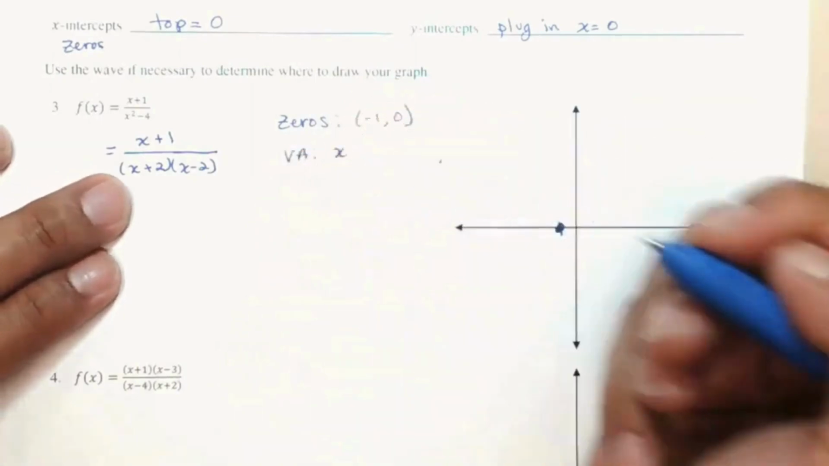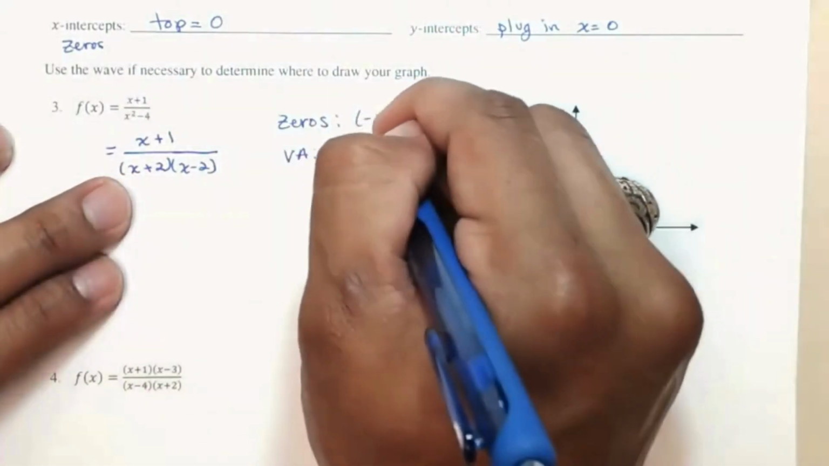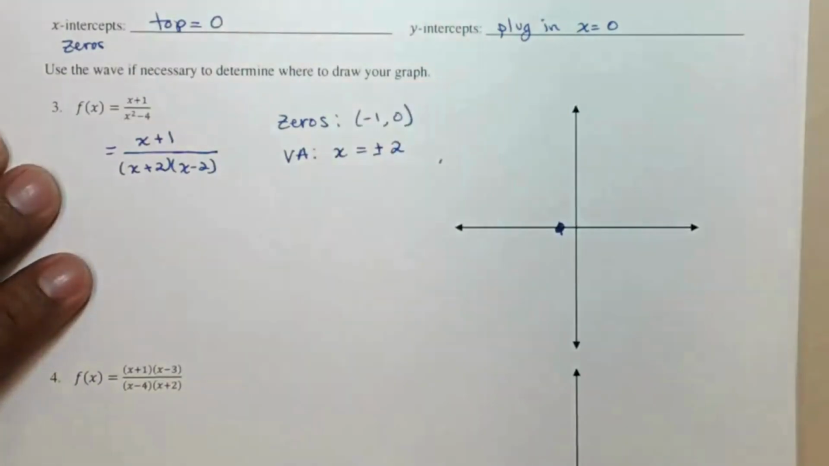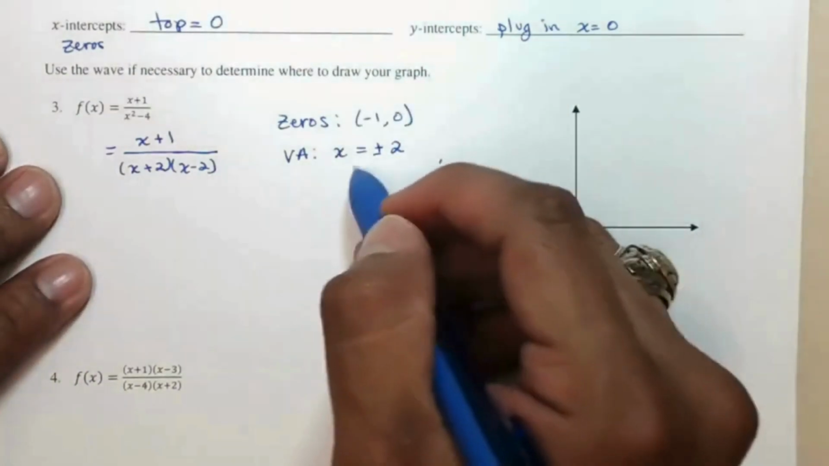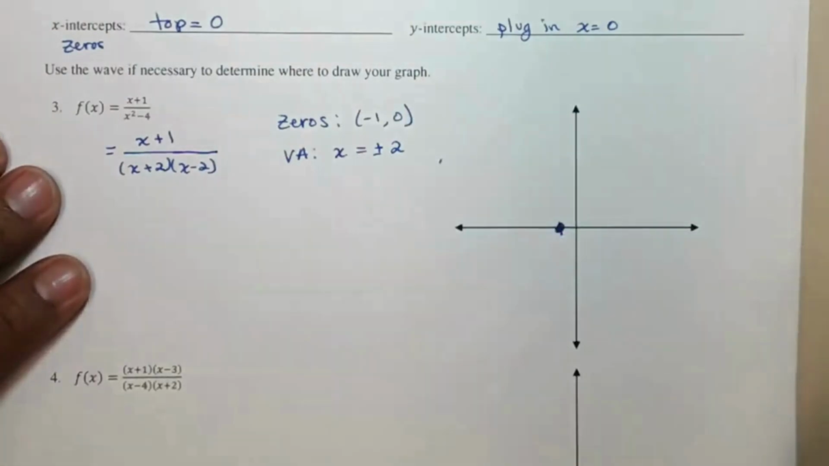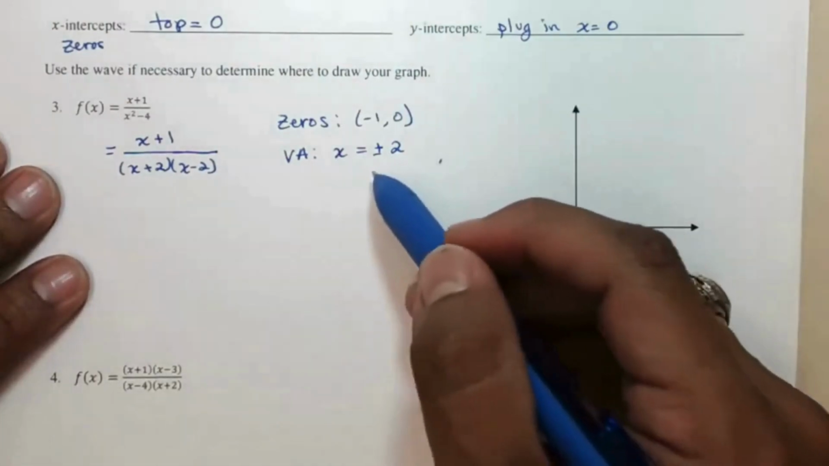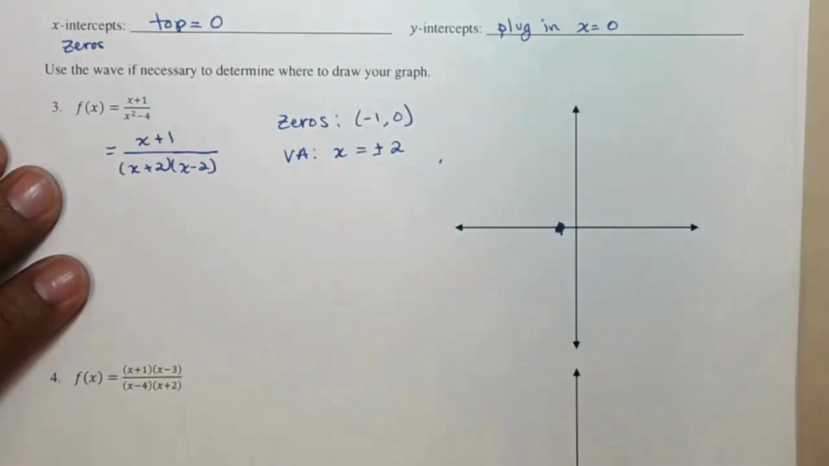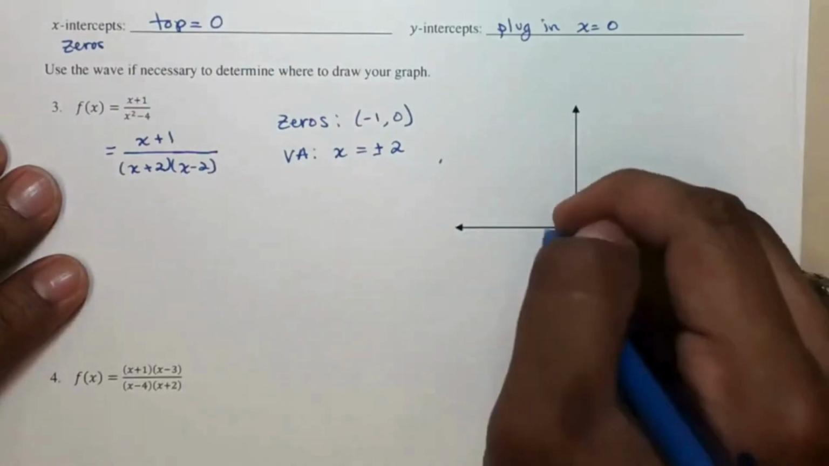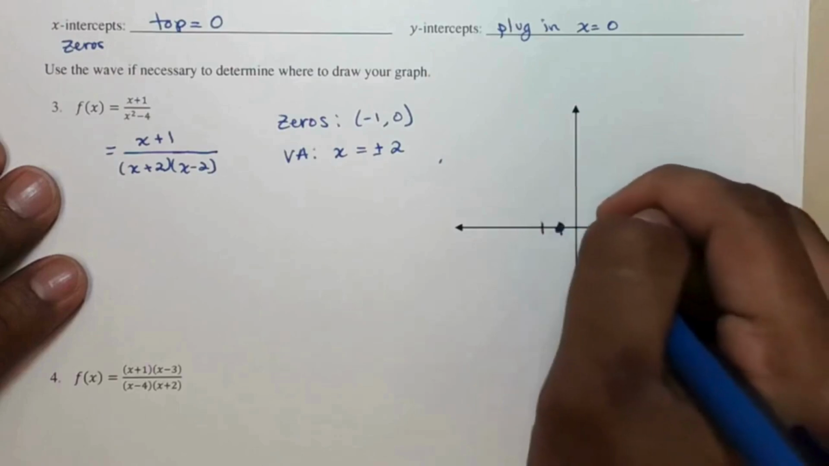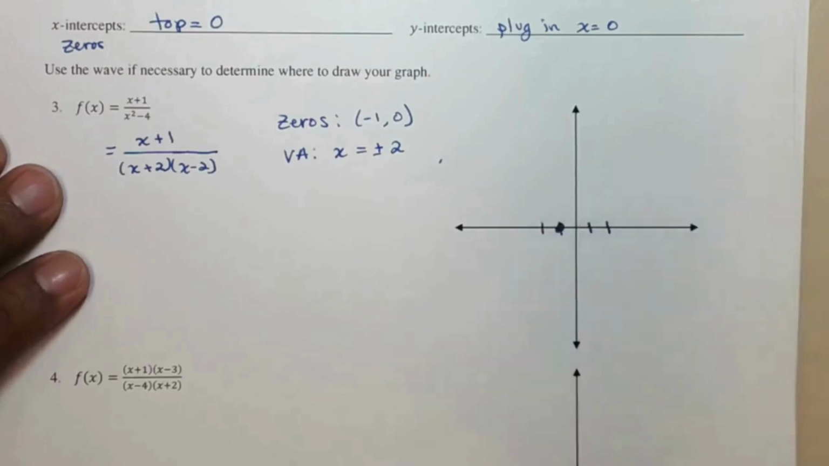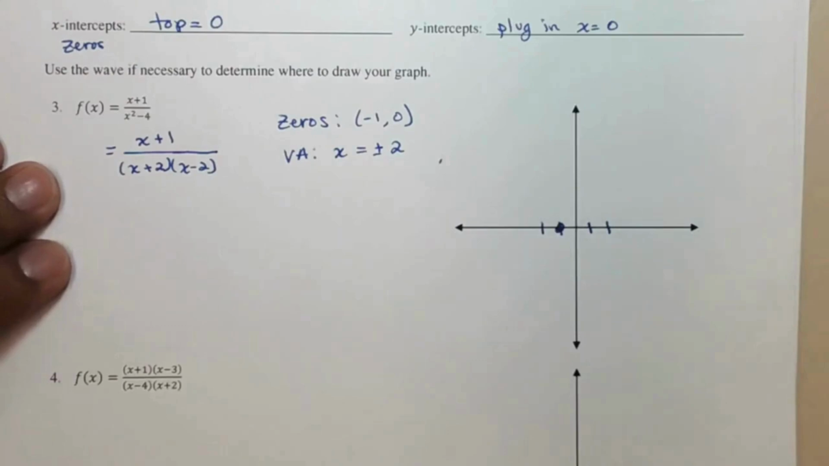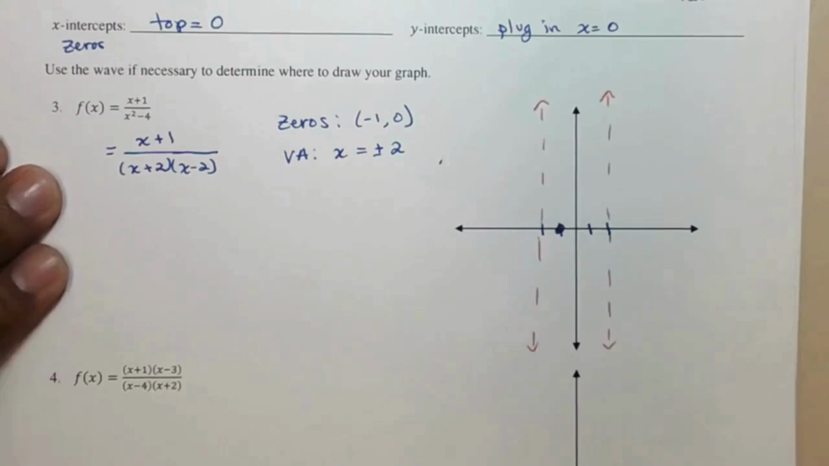In this case, we have negative 2 and positive 2, so I'm going to put plus or minus 2 on my paper. Why do I have x equals here? Well, x equals are vertical lines, which are what asymptotes are. So I'm going to draw negative 2 and positive 2, and I'm going to draw my asymptotes, which are going to be dashed lines.